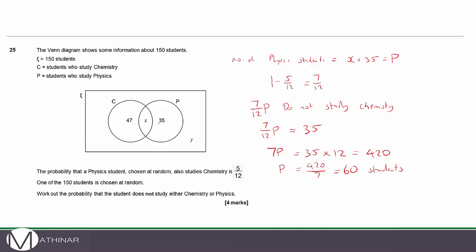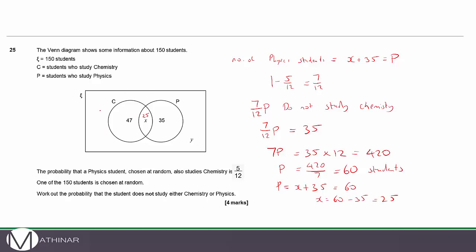Now we're told that 35 people are in here, so X would have to be 25 in order to add up to make 60, because P is equal to X add 35. So we know X add 35 is 60, so X is 60, take away 35, 25.